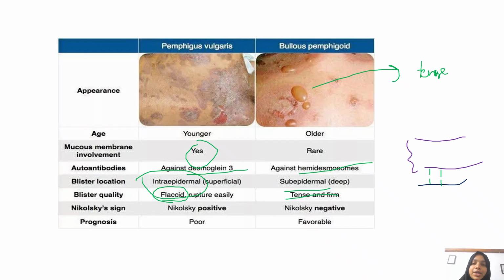There is another important sign which is seen in pemphigus vulgaris, which is called Nikolsky's sign. That is, if you just give a tangential pressure to the skin around the lesion, the skin is going to get separated. That is called Nikolsky's sign. And Nikolsky's sign is found positive in pemphigus vulgaris. And pemphigus vulgaris has a poor prognosis compared to bullous pemphigoid.